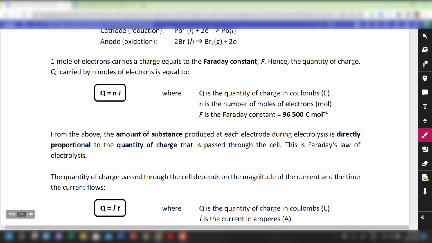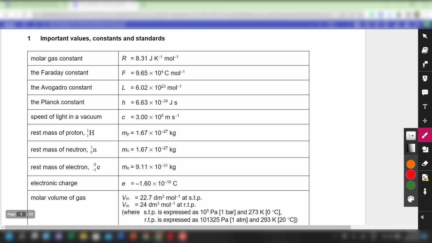The Faraday constant can be found from your data booklets. It's actually the second constant in section 1. The value given is 9.65 times 10 to the power of 4 coulomb per mole of electrons. So that is the charge carried by 1 mole of electrons.